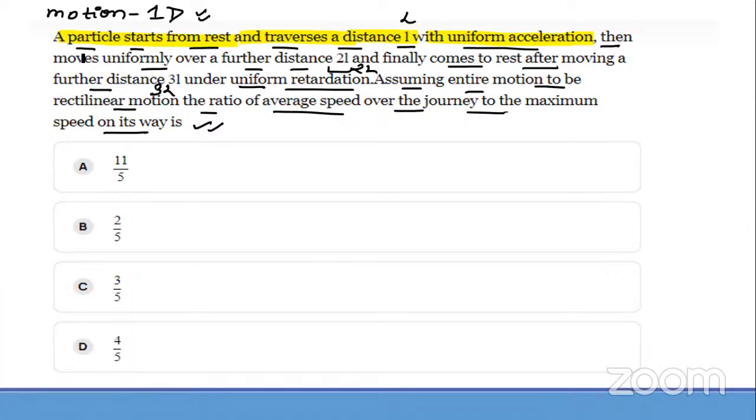When it says, then the particle uniformly moves over a further distance of twice L. And finally, we'll see what is happening, but not now. It says in between that it then moves uniformly over a further distance 2L. Uniformly matlab kya hota? What is the meaning of uniformly? Uniformly means with constant speed.